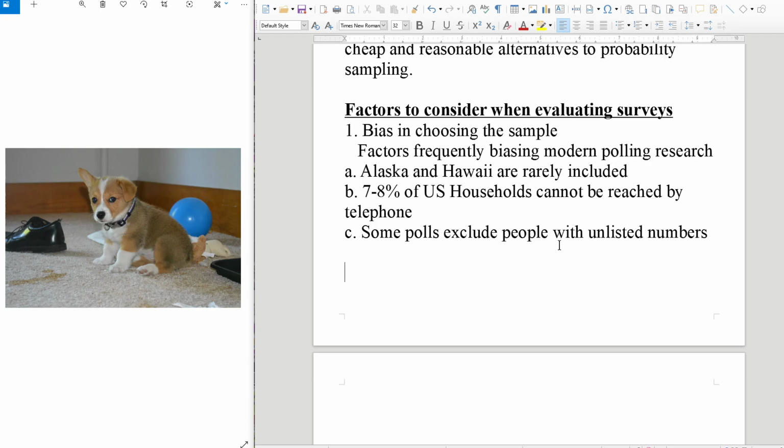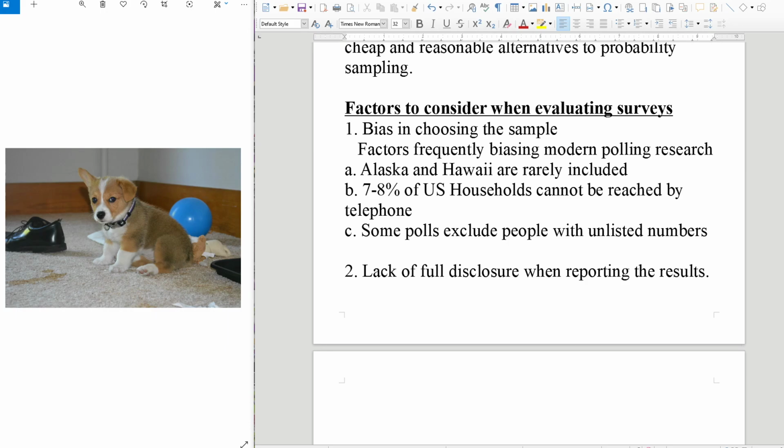All right, so that's the first one I wanted to talk about today. Second one is lack of full disclosure when reporting the results. Now, most of the surveys that are done in the world are not done for political elections or for political issues at all. They're done as marketing research for companies that want to sell their products.